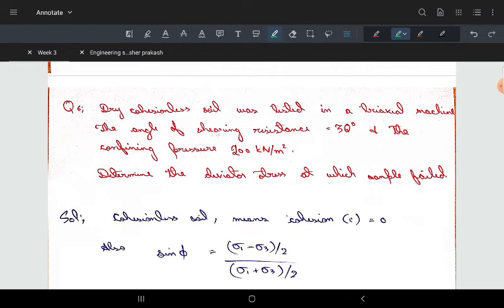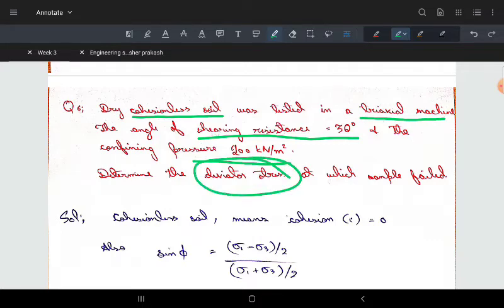Let me move on to another question. Question number 6. A dry cohesionless soil was tested in a triaxial machine. The angle of shearing resistance is equal to 30 degrees and the confining pressure is 200 kilonewton per meter square. Determine the deviator stress at which the sample is failing. Read the question carefully. We are given a cohesionless soil and a triaxial test. The angle of shearing resistance is 30 degrees. Confining pressure is given as 200 kilonewton per meter square. We have to find the deviator stress.